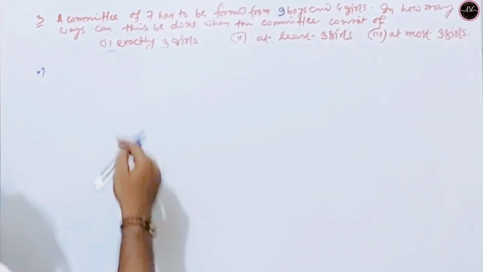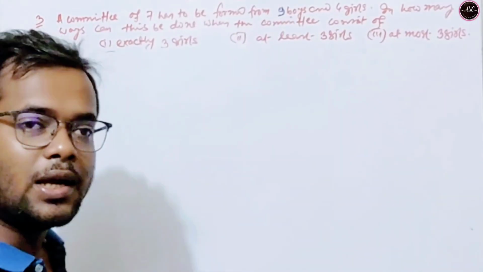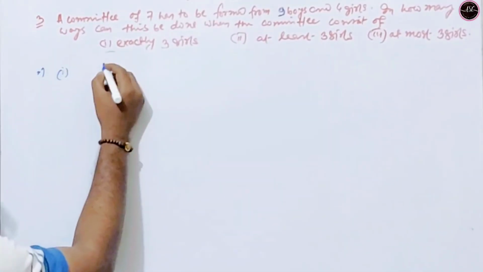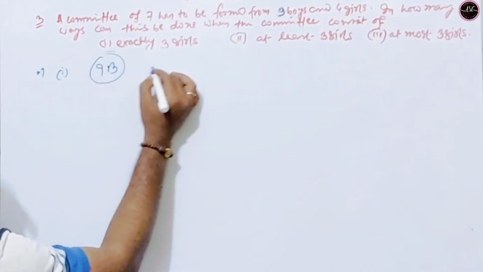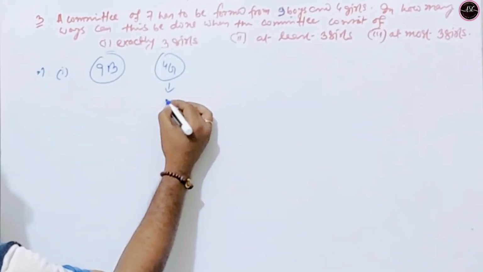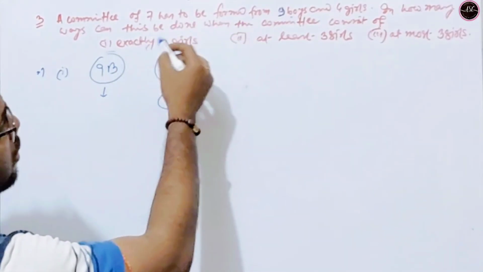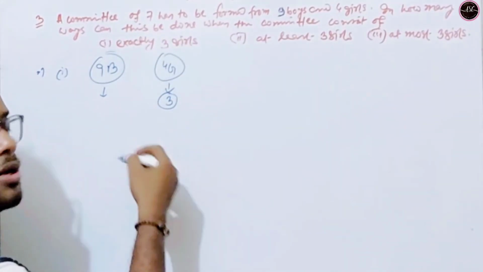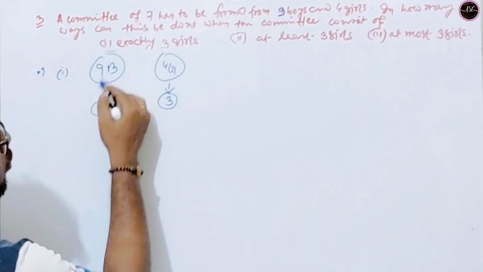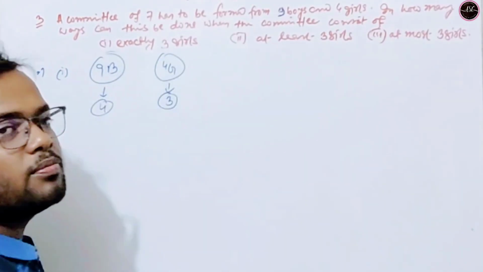So just look at this question. A committee of 7 has to be formed from 9 boys and 4 girls. In how many ways can this be done when the committee consists of exactly 3 girls, at least 3 girls, at most 3 girls? So for this, first we have total boys equal to 9 and total girls equal to 4. So exactly 3 girls means there should be 3 girls, and so from 7, 3 are girls, so there are 4 boys. So 4 have been chosen from these 9 boys and 3 have been chosen from these 4 girls.